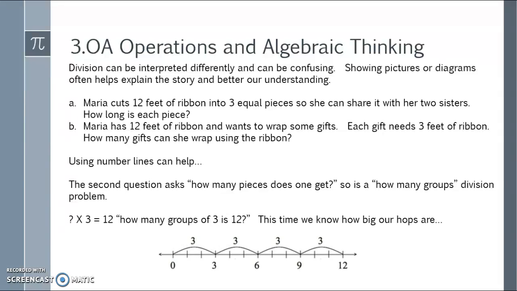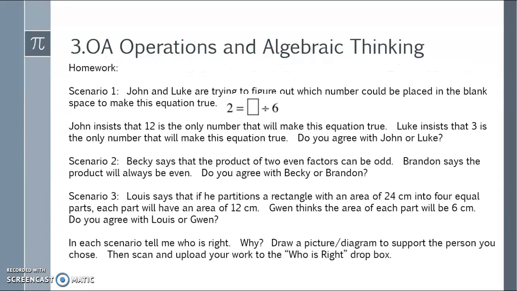3, 6, 9, 12. We need to hop 4 times in order to get to 12. Your homework. Scenario 1. John and Luke are trying to figure out which number could be placed in the blank space to make this equation true.